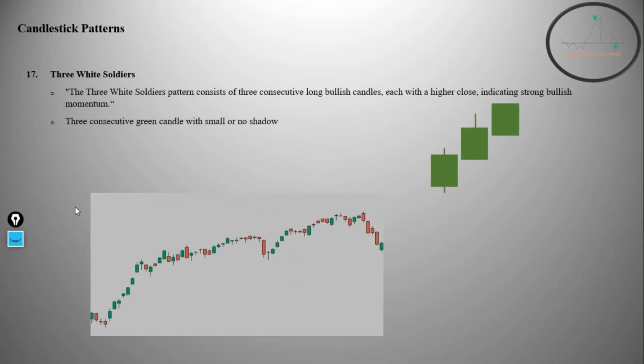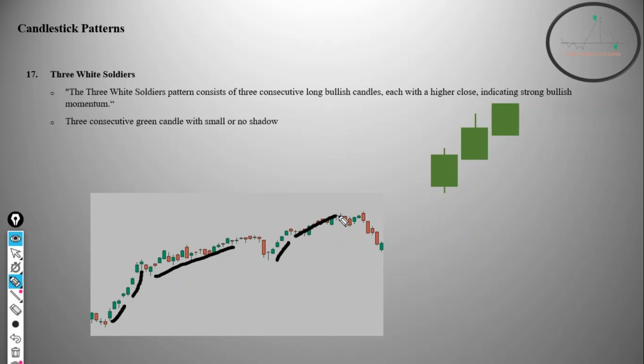So if we look into the chart, here higher high, higher low, higher high, higher low. This means that the trend is intact and the market will move up.